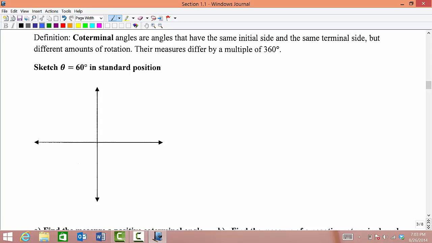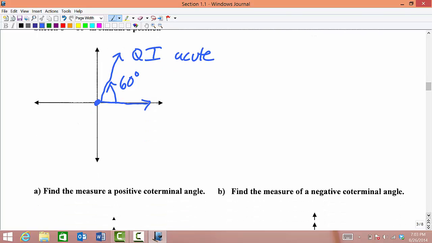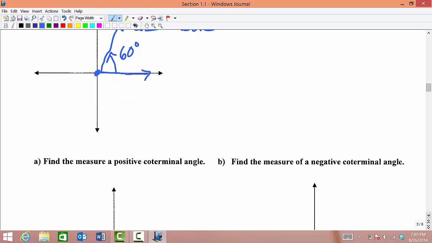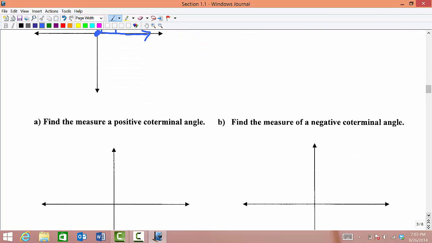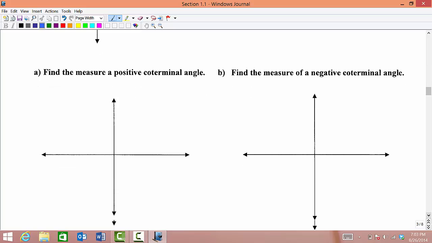So here we want to sketch 60 degrees in standard position. This would lie, of course, in quadrant 1. This would be an acute angle in quadrant 1. So we'll call that a quadrant 1 angle, and we'll call that acute. Now we are asked to form coterminal angles to 60 degrees.